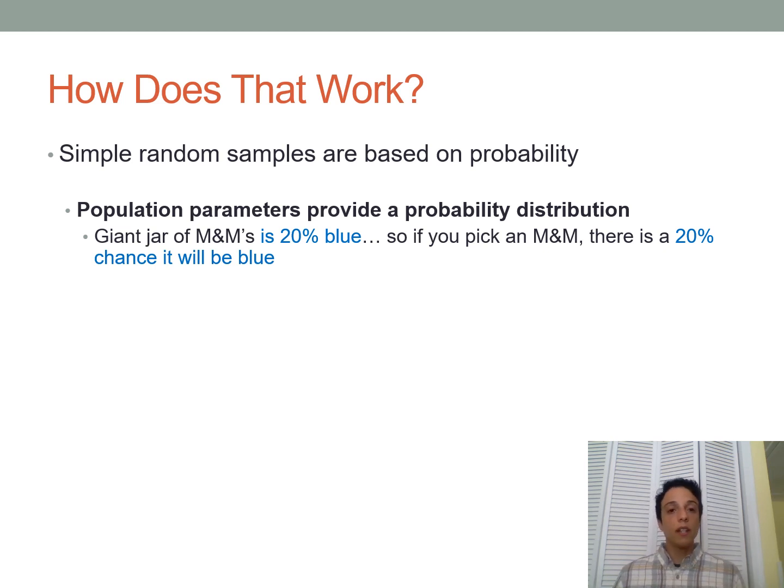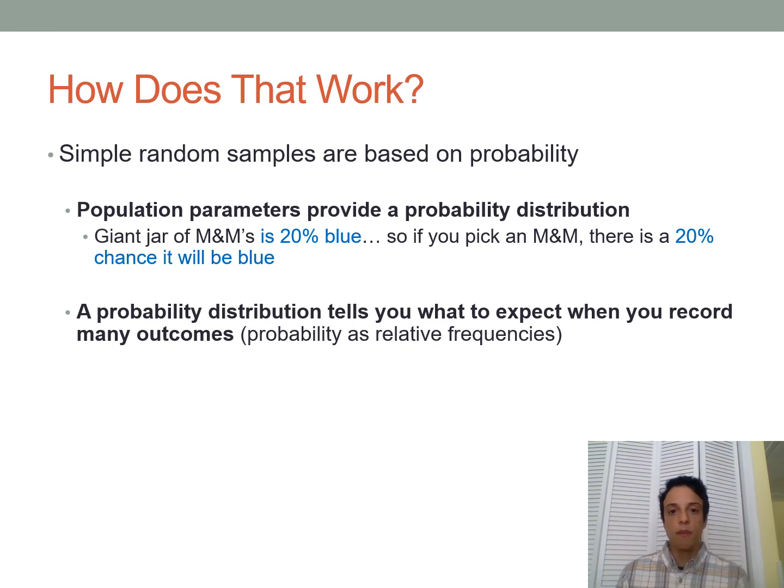And we talked about this a little bit as well when we introduced probability distributions, and we said these can be based on population values. So we're back to that idea, and this is how it works. If your giant jar of M&Ms is 20% blue, you've got a 20% chance of picking a blue M&M.